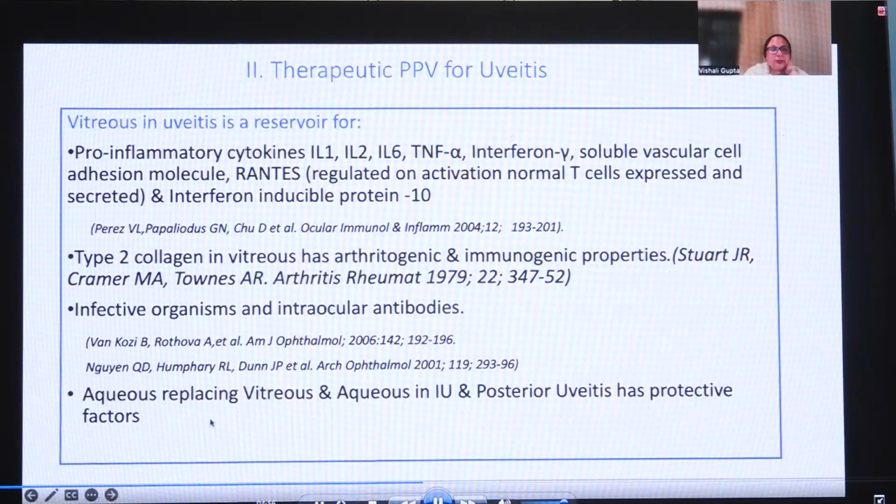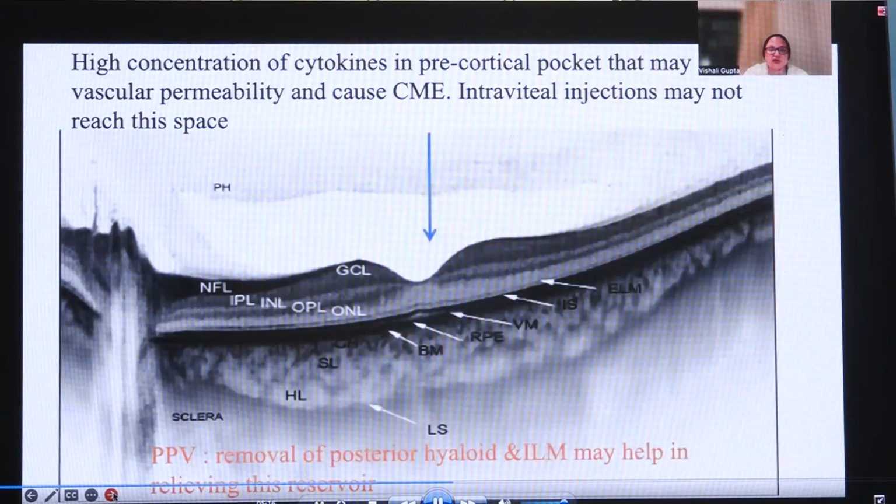It removes type 2 collagen in the vitreous, which has arthritogenic as well as immunogenic properties. It removes the intraocular antibodies and organisms. And finally, the aqueous that replaces the vitreous actually has protective factors, so it is beneficial.